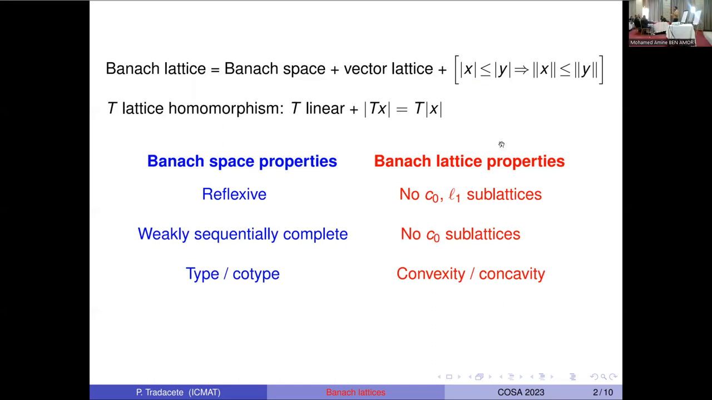non-trivial convexity is related to non-trivial type. I mean, it's actually equivalent. Non-trivial cotype is related to non-trivial concavity. And one can study several of the connections between these things. So I just wanted to mention this because certainly it's relatively simpler to look at this kind of estimates than the ones arising in type and cotype, or at least formally.